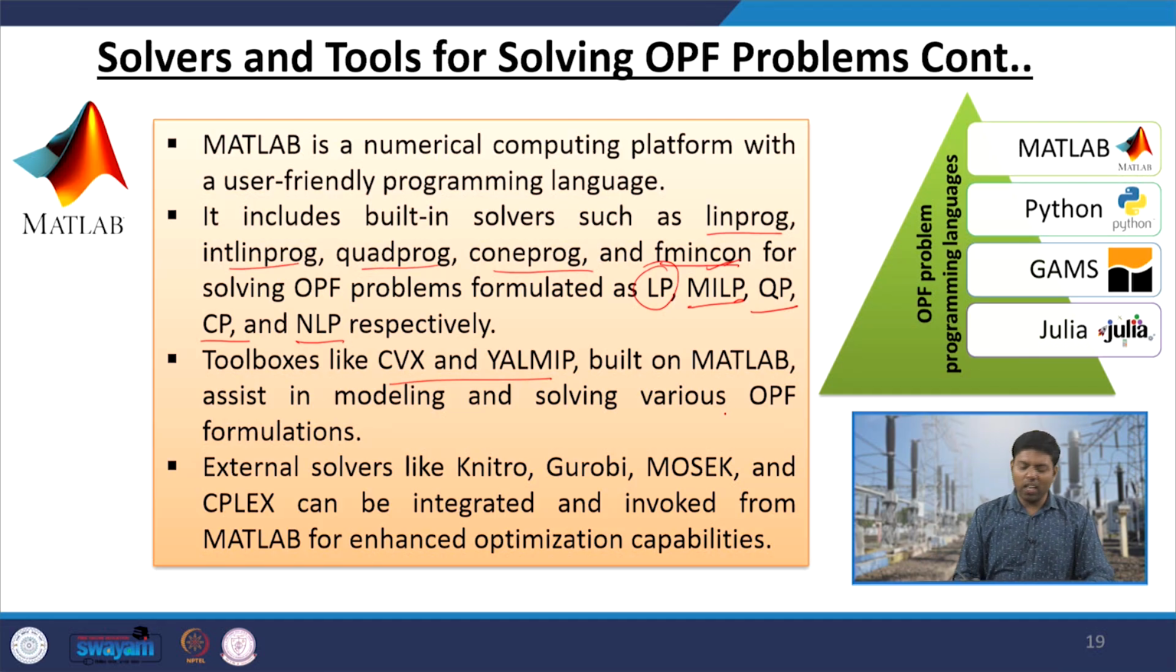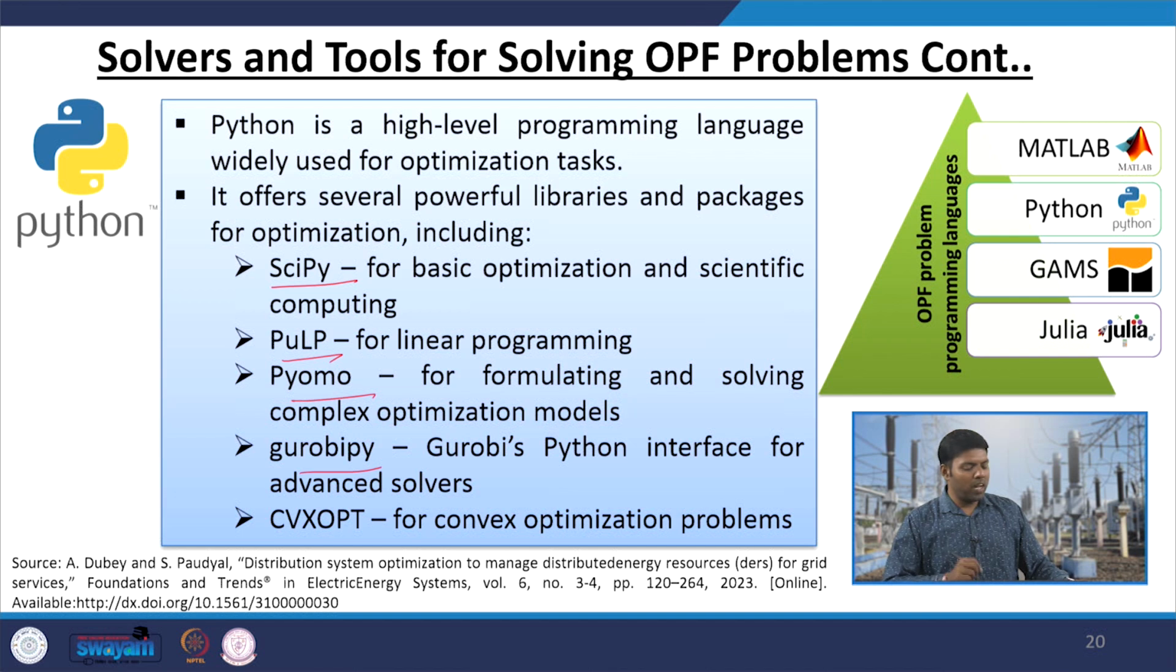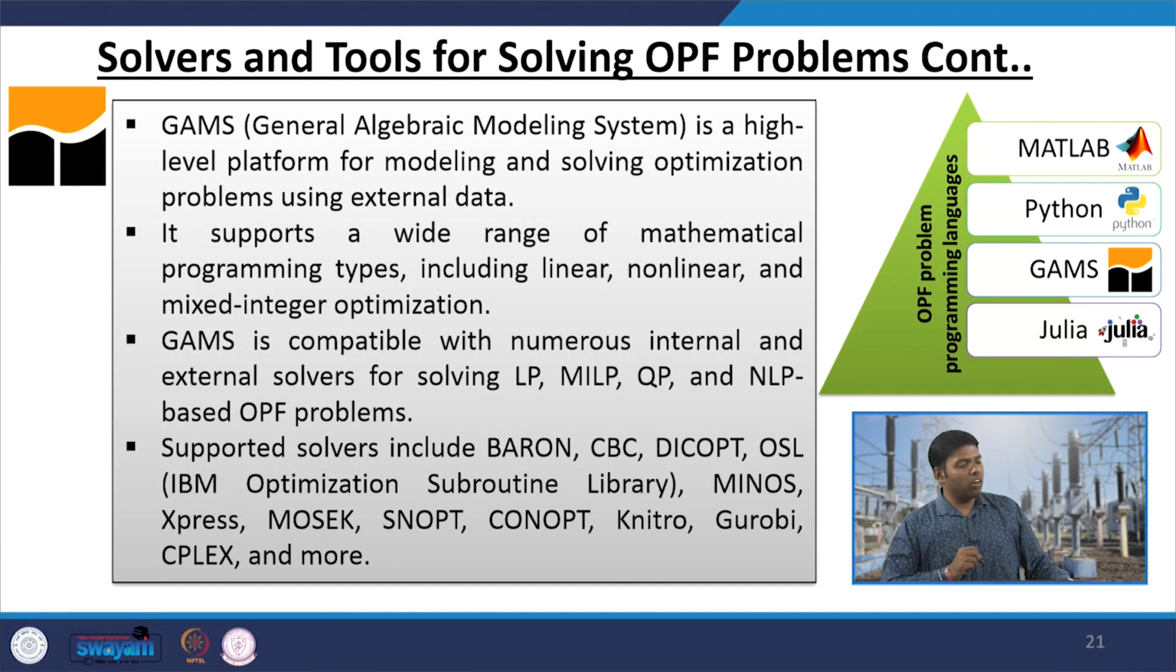Other than that, you can add an extra library as an external model with MATLAB, that is YALMIP. You can add the Gurobi solvers as well, Simplex solvers as well, integrated with MATLAB. For Python, you also have the SciPy library, Pulp library, Pyomo library, GurobiPy library to add to Python to solve your basic optimization, linear programming and convex optimization. Same, you will get libraries for GAMS.